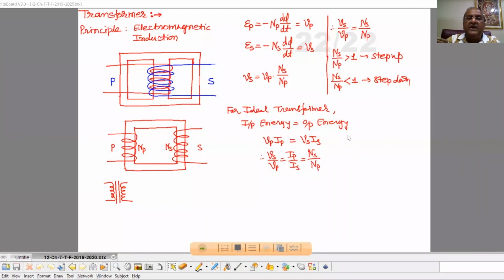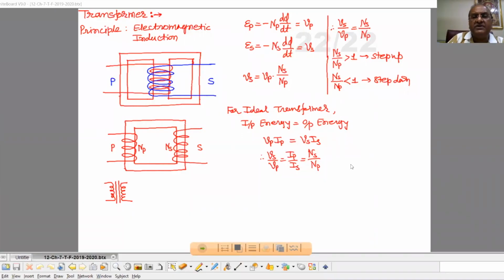It means here you can understand, if voltage in the output increases, then current decreases, but the power remains the same. Power remains the same. Clear to all of you? Any doubt in this one?